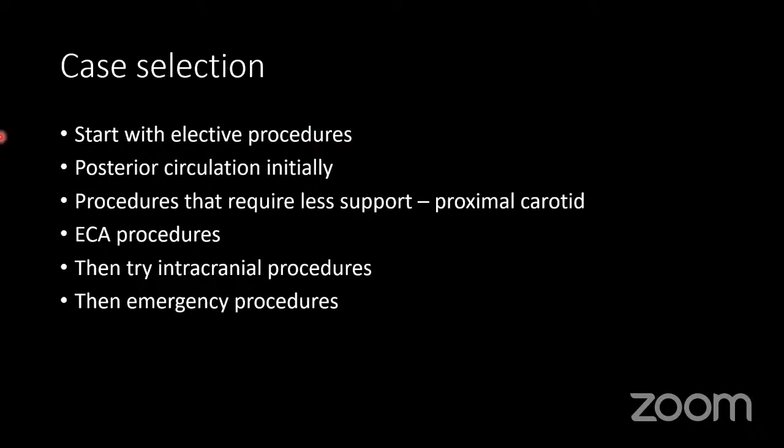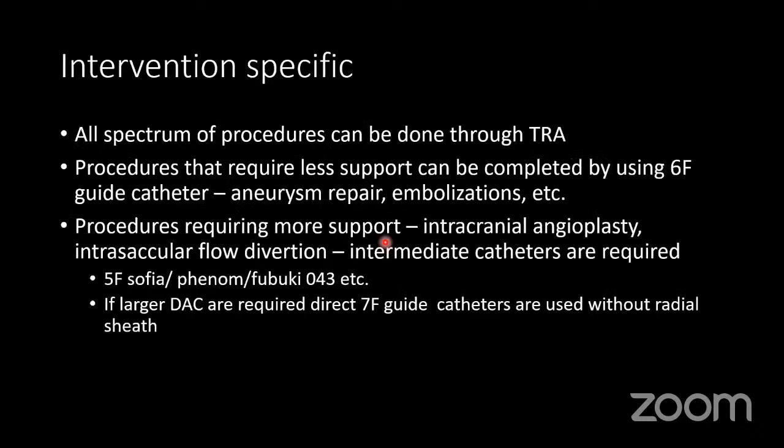About case selection for the transradial approach, always start with the diagnostic angiograms, then go for elective procedures, posterior circulation access initially, and procedures that require less support should be done first, like proximal carotid. Then procedures involving external carotid artery, then intracranial procedures, and then emergency procedures. So it is set like this: only after 100 radial artery accesses, go for emergency procedures.